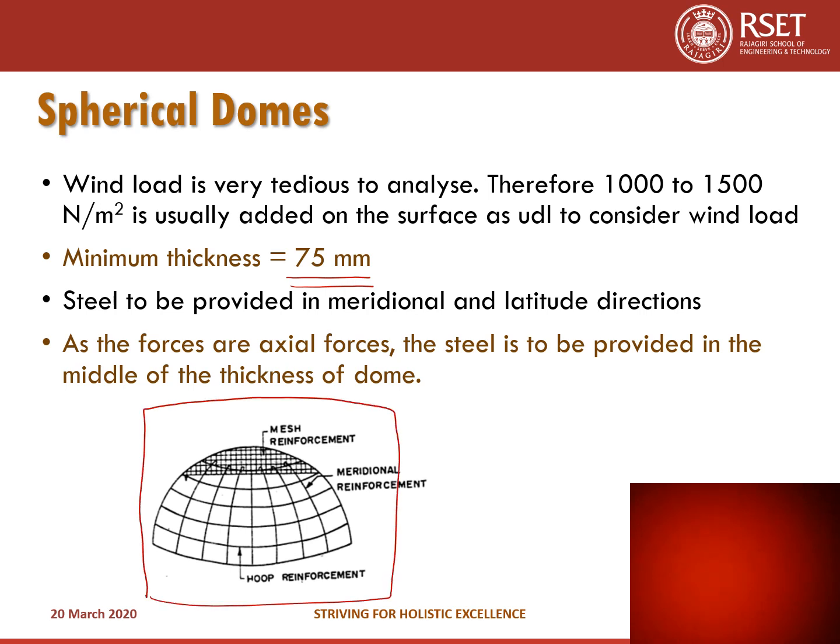And in the top, you have to provide a mesh reinforcement. This is because if you extend the meridional reinforcement to the top, there will be a lot of congestion of reinforcement. So instead of that, you stop somewhere in between at the top and then give a mesh reinforcement at the top. Now, as the forces are only axial forces, which I already mentioned, there is no bending moment and shear force in a dome. The steel can be provided exactly in the middle of the thickness of the dome that we'll see later.